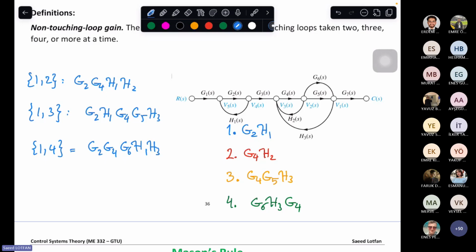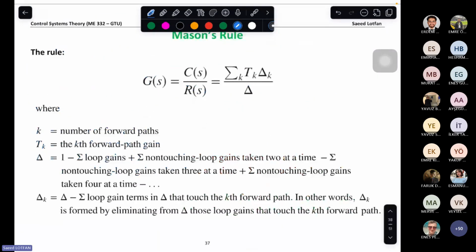So after we find these, we have Mason's rule. The rule says that if K is the number of forward paths and Tk is the forward path gain, you calculate the summation of Tk multiplied by delta K, in which delta K is delta minus something. What is delta? Delta is 1 minus loop gains plus non-touching loop gains taken 2 at a time, and then again minus taken 3 and plus taken 4.